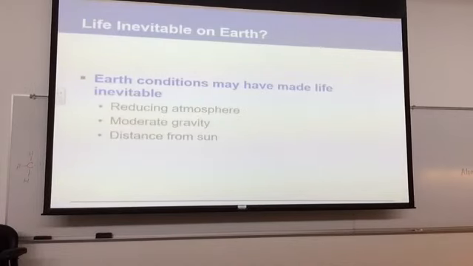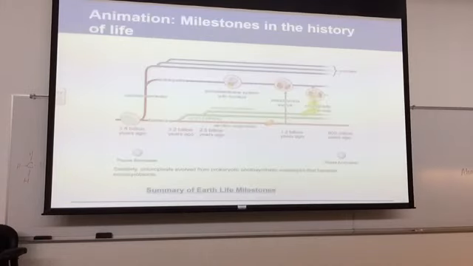So ultimately, it is believed that just because of where the Earth is as far as distance from the sun, it was inevitable that life was going to show up at some point. As things began to change, the environments began to change, and it mentions again the reducing atmosphere, so the gases in the atmosphere, the moderate gravity as a result of distance from the sun, and just the distance from the sun. We're not too close to catch on fire. We're not too far to freeze to death. Ultimately, it led to us having life. And so here it shows that timeline that we discussed in this chapter. And that is it.